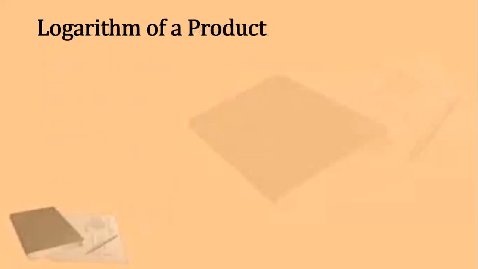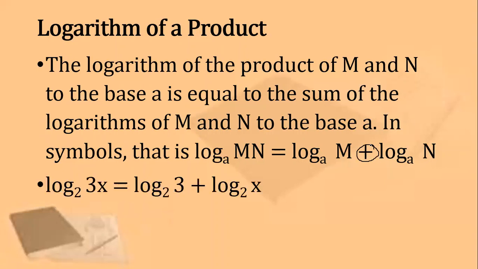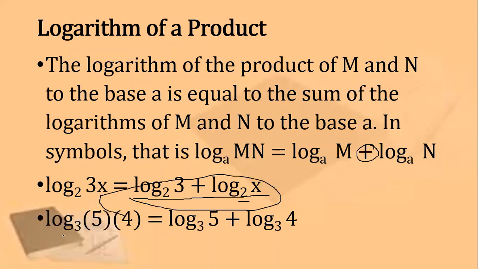Next, logarithm of a product. So, if you see an operation of plus, meaning logarithm of a product. Logarithm of 3x to the base 2 is equal to logarithm of 3 to the base 2 plus logarithm of x to the base 2. This is its expanded form. Then, same, logarithm of 5 to the base 3 plus logarithm of 4 to the base 3. So, this is its expanded form for logarithm of a product.